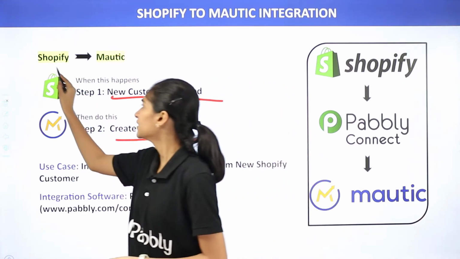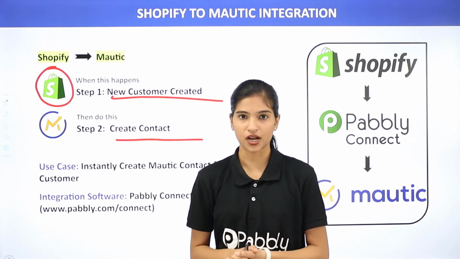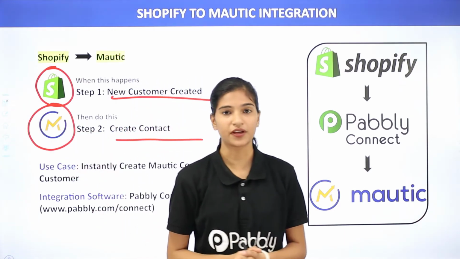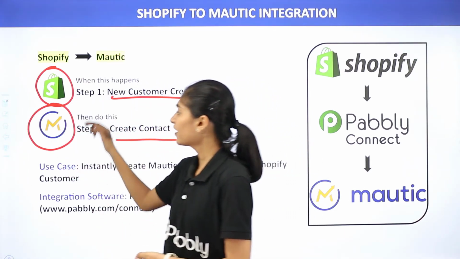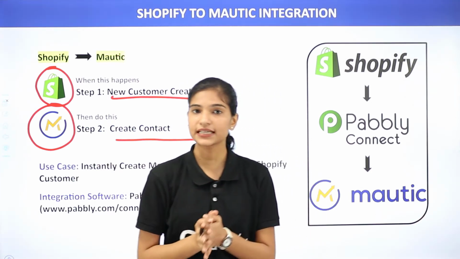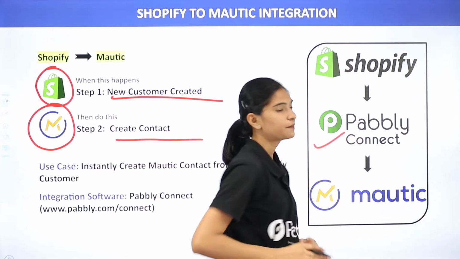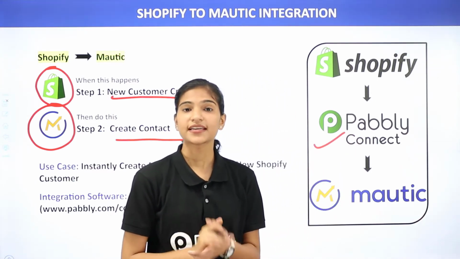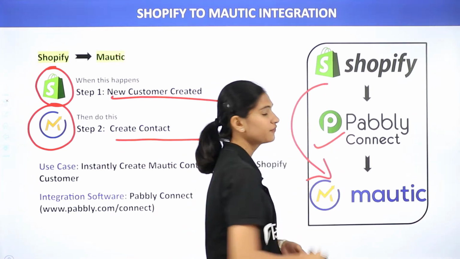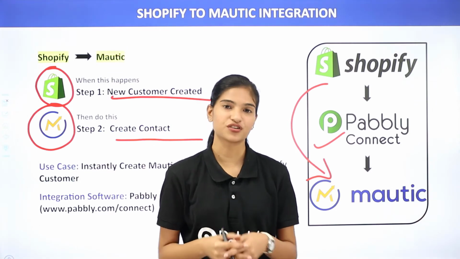So Shopify is an e-commerce platform where you can set up your online store and sell your products, whereas Mautic is an open source email marketing software. Although Shopify and Mautic have some native integration between them, this integration has certain limitations, and that is why we are going to use Pabbly Connect. So Pabbly Connect is an integration software which will help you to transfer data from Shopify to Mautic. The best part here is you don't require any knowledge of coding.